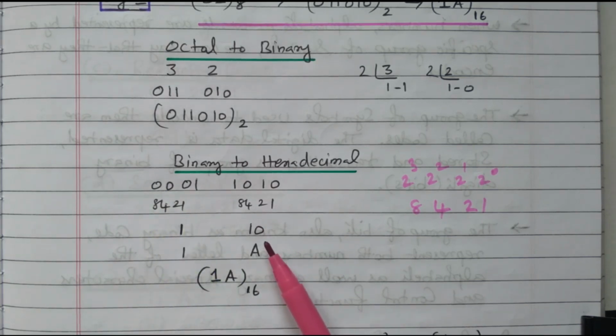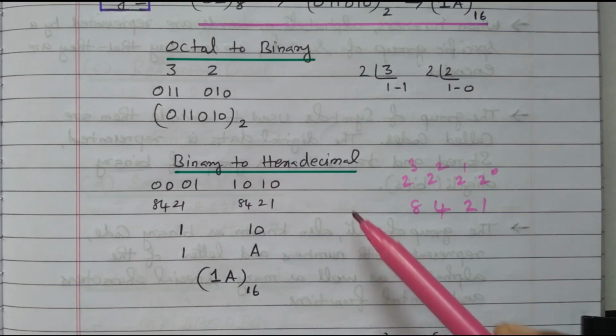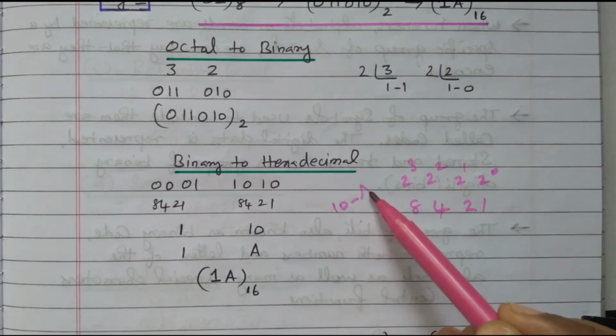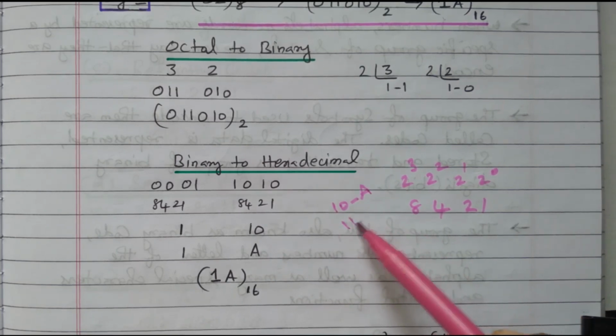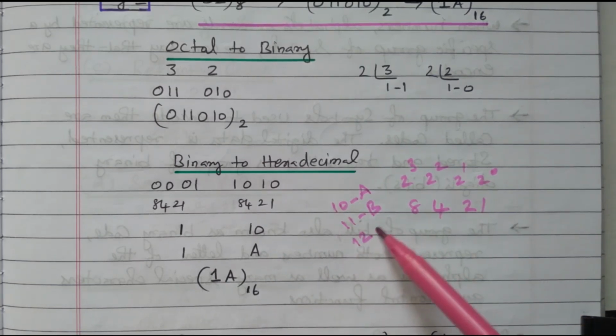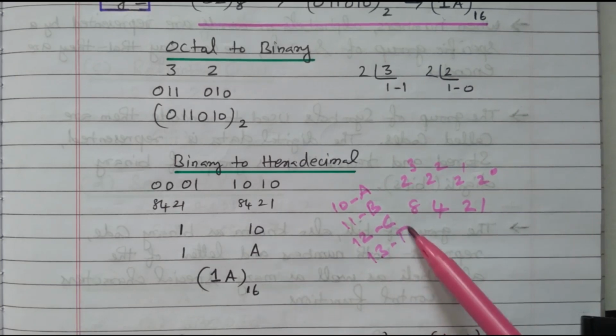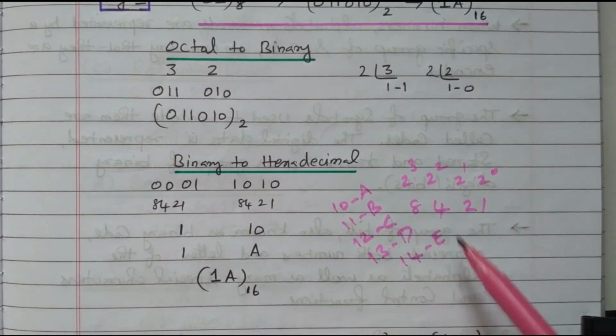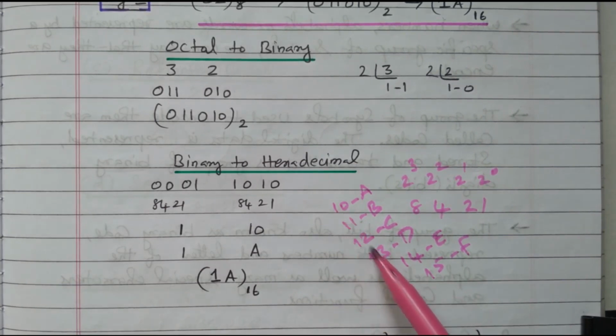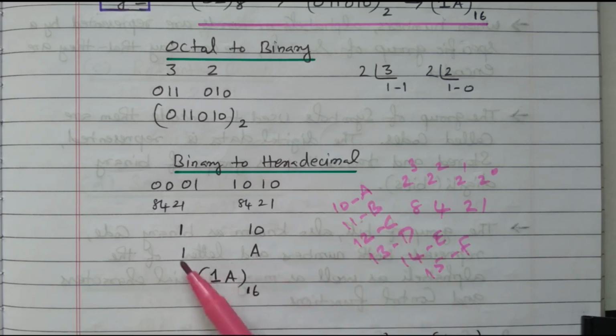What is the value 10 in hexadecimal? 0 to 9 is as it is. From 10 onward, it is alphabetic. 10 is A, 11 is B, 12 is C, 13 is D, 14 is E, 15 is F, right? So after 9, these numbers are represented by letters. So 10 is equivalent to A. So 1A is the final answer, and we can combine this 1A, right?